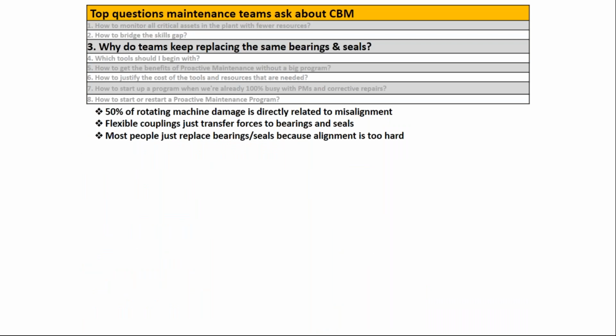The next thing we want to talk about is, why do we keep replacing the same bearings and seals? When I talk to customers all over the world and in every industry, they have the same problems. That's because the real root problem is deeper than the bearings. The bearings and seals are just the symptom. The real problem is imbalance and misalignment and looseness.